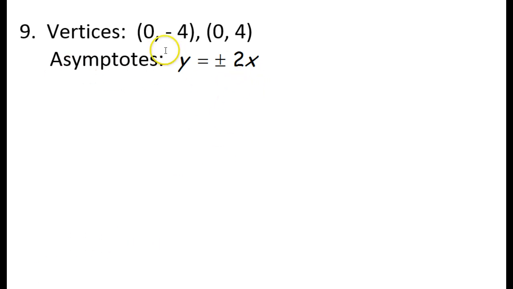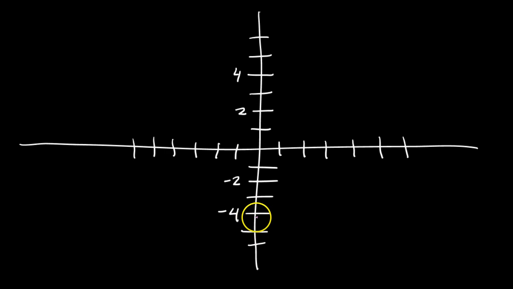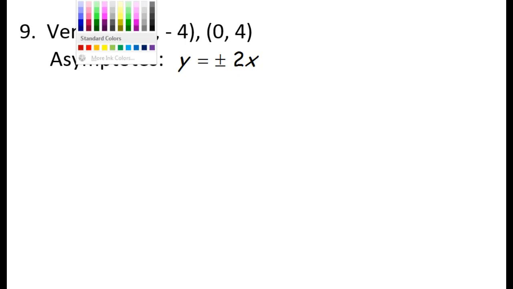Let's practice this again. We have vertices at 0, -4, and 0, 4. So I have a vertex here, and I have a vertex here. What else do we know? The asymptotes are y equals 2x and y equals -2x.